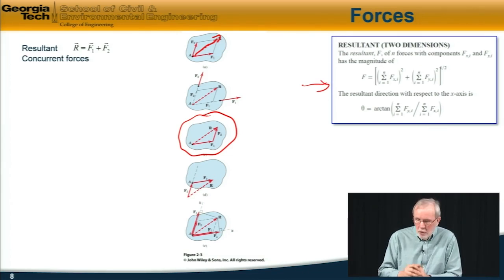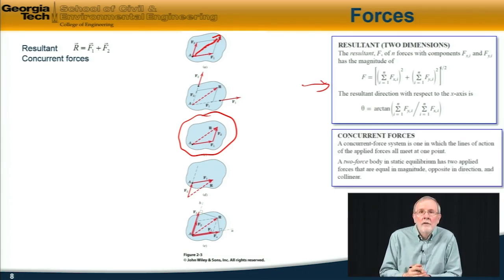Some other concepts which will be important are the idea of concurrent forces. Concurrent forces just means that the lines of action of all of the forces pass through a single point. And finally, two force bodies in static equilibrium have two applied forces which are equal in magnitude, opposite in direction, and collinear. In other words, they pass through a single line. And we'll encounter those later on when we start looking at trusses. So this finishes some of the basic concepts of statics.